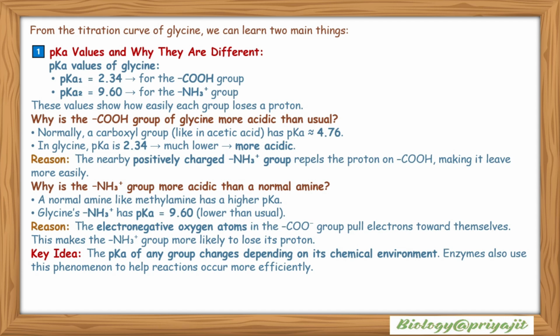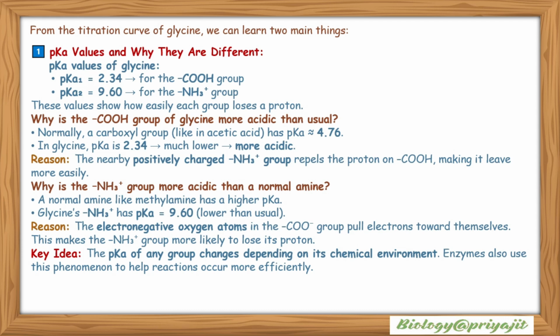Why is the COOH group of glycine more acidic than usual? Normally, a carboxyl group, like in acetic acid, has a pKa of 4.76. In glycine, the pKa is 2.34, which is much lower, and it is more acidic. Reason: the nearby positively charged NH3+ group repels the proton on COOH, making it leave more easily.